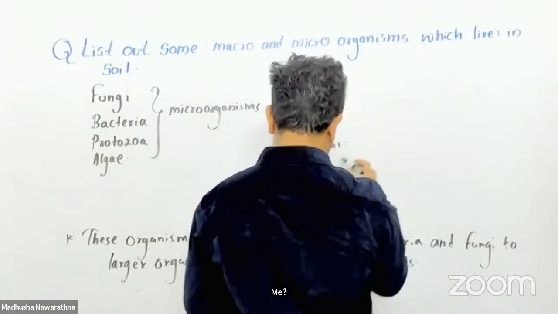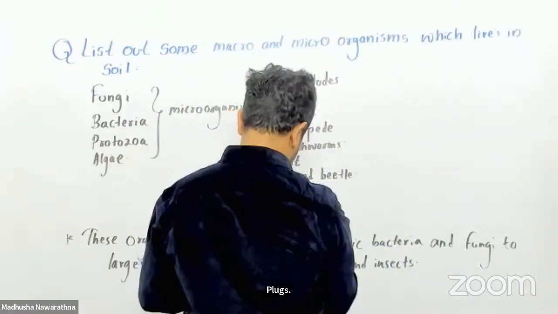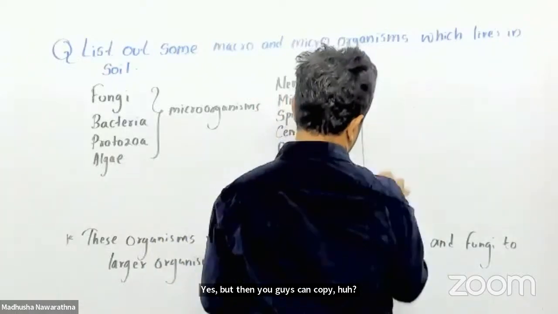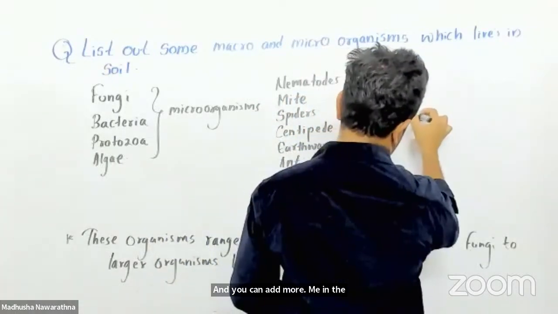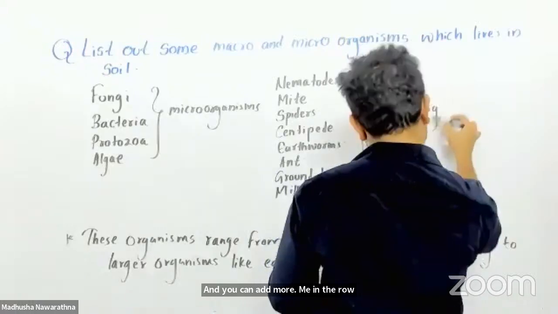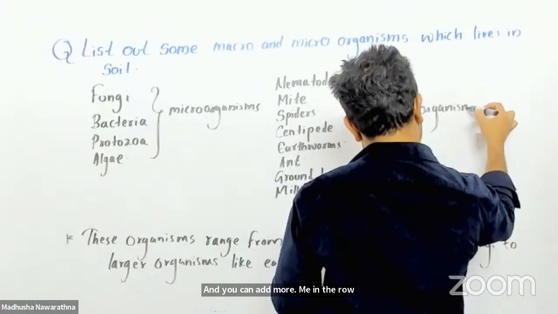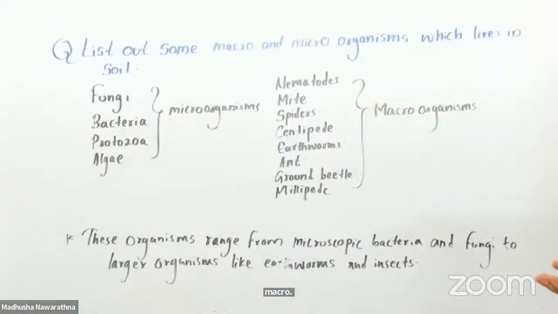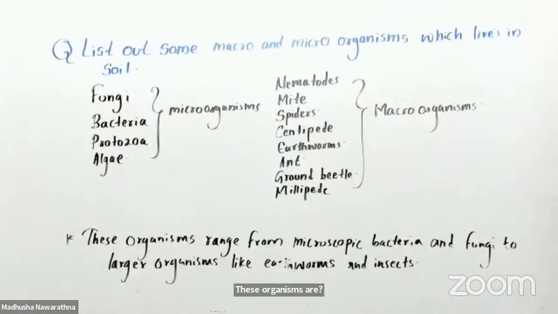But you guys can copy, huh? And you can add more. Macro. These organisms are the macroorganisms which you guys can observe inside the soil. Hurry up. But you can add more.